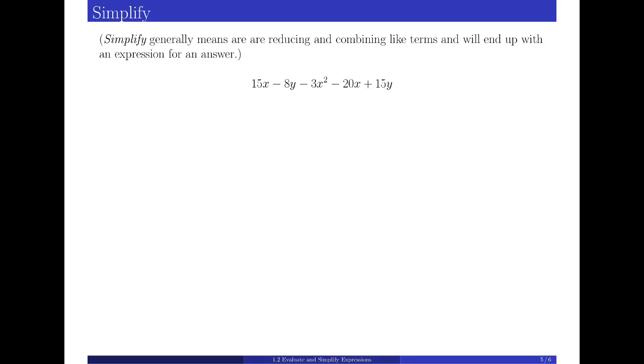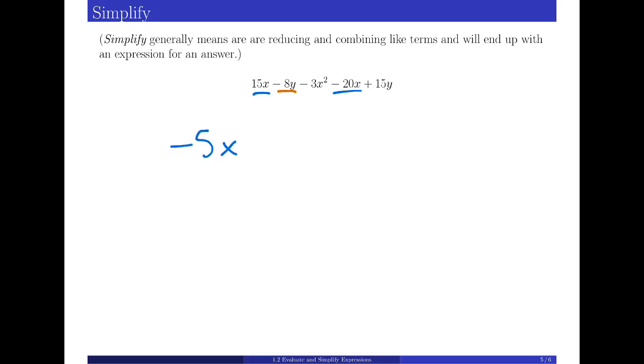When we simplify, we're looking to just move terms around, combine like terms, get things down to as few terms as possible, and we will still probably have variables in our expression in our final answer. So first we just look to combine like terms. So we have a 15x. Do we have any terms with just an x? We got the negative 20x. So 15x minus 20x gives us a negative 5x.